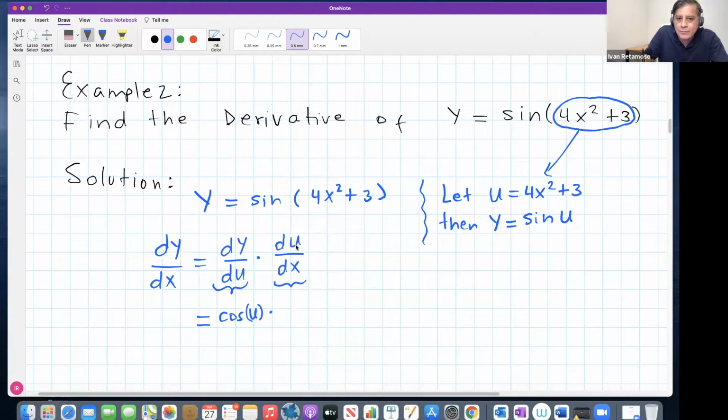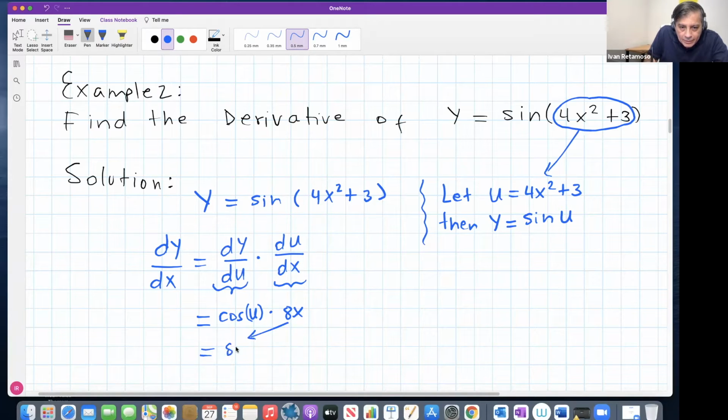What should be the derivative of u with respect to x? Hint, look at this relationship between u and x. Well, what's the derivative of u with respect to x? Anybody could write it on the chat? Very good. 8x, right? Very good, Marcos, Miguel, excellent. Gonka also 8x. So 8x here. This is it. Now, this should be the answer.